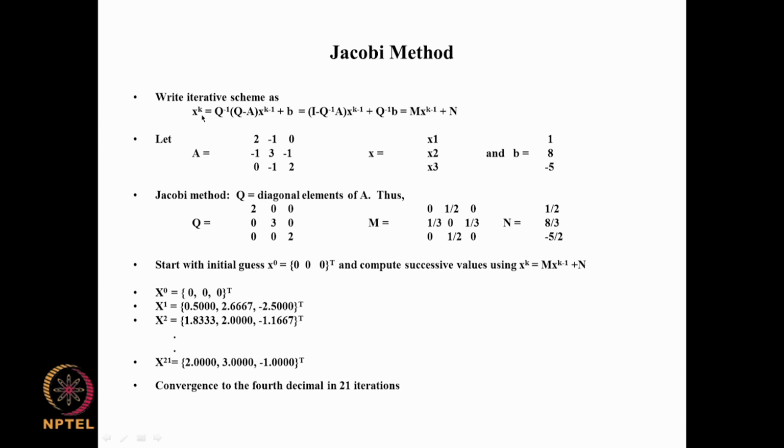So we are saying that x_k is equal to Q inverse of (Q minus A) times x_(k-1) plus Q inverse b, or (I minus Q inverse A) times x_(k-1) plus Q inverse b, where I is the identity matrix. You can also put this as M x_(k-1) plus n, where M is this whole thing and n is Q inverse b. Although it is written like this, in the actual case we do not really find Q inverse and then find all these things. We will see how it will be done.